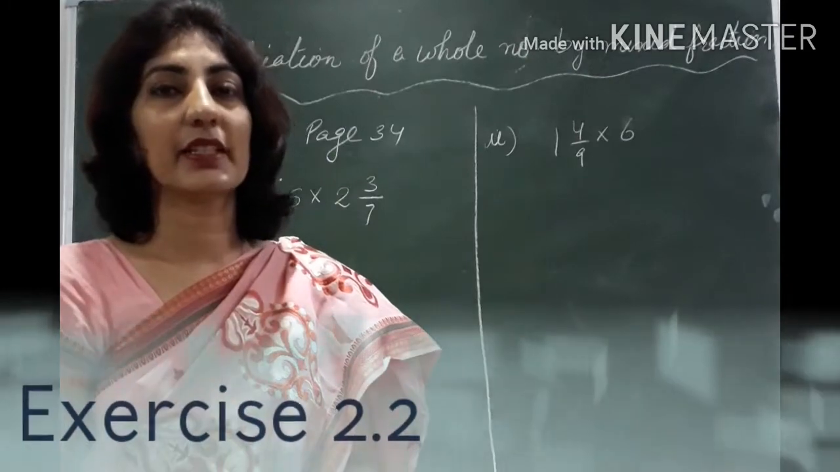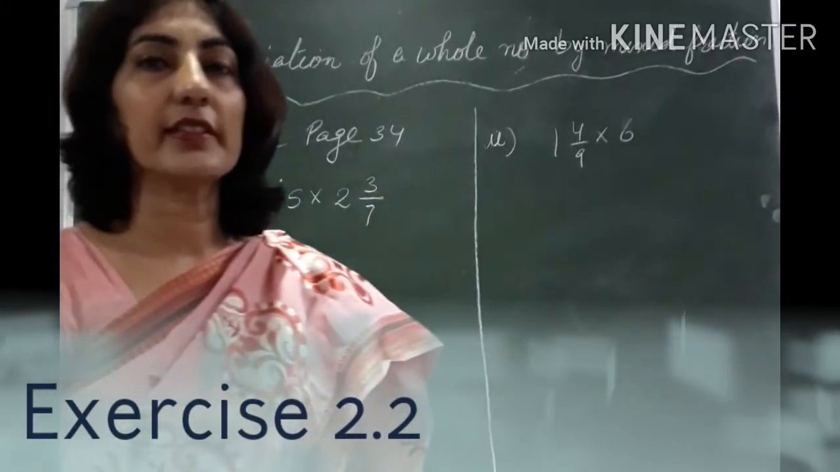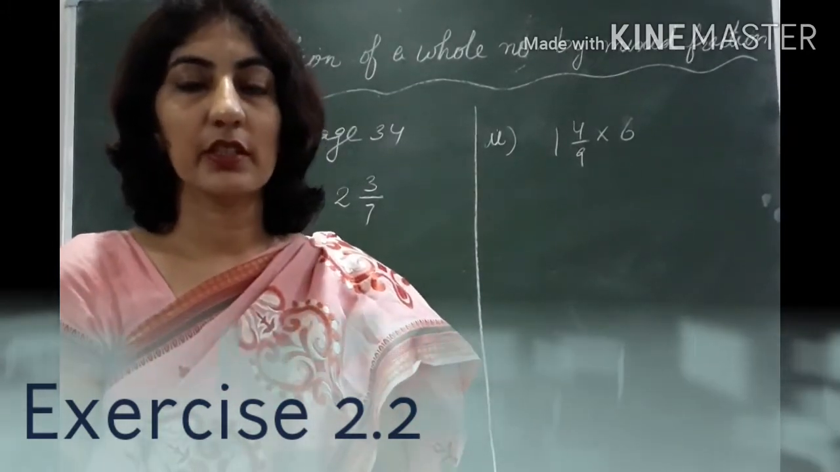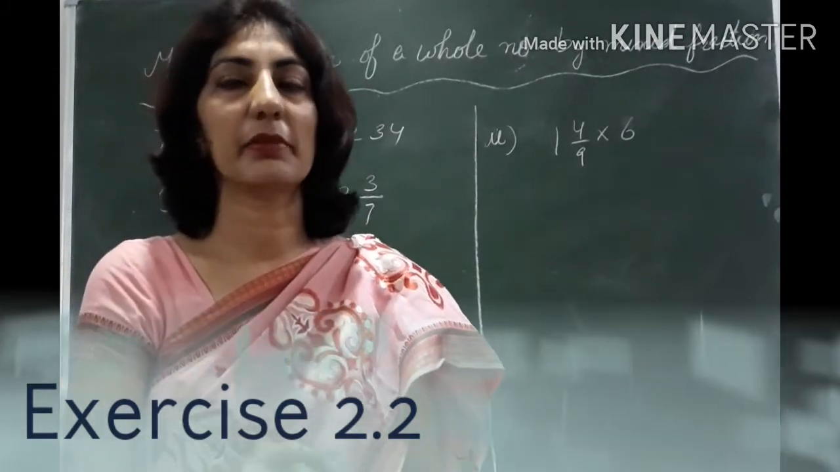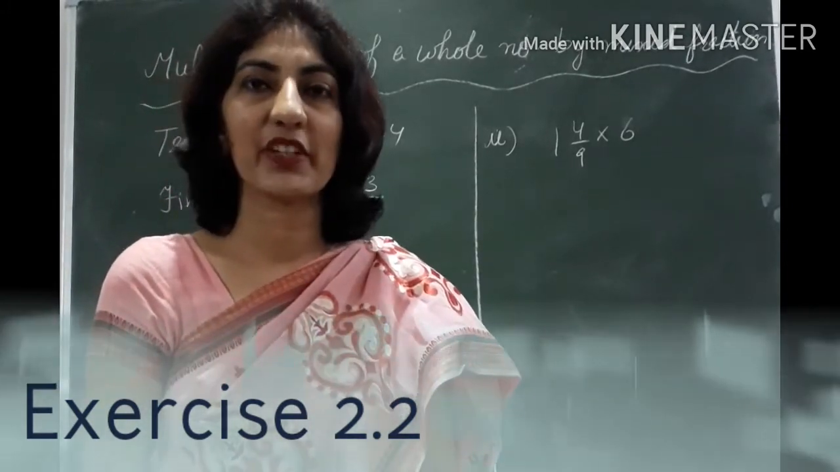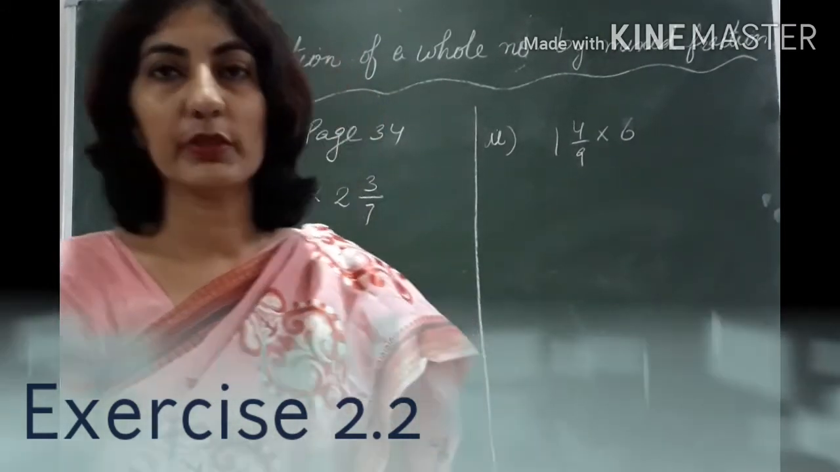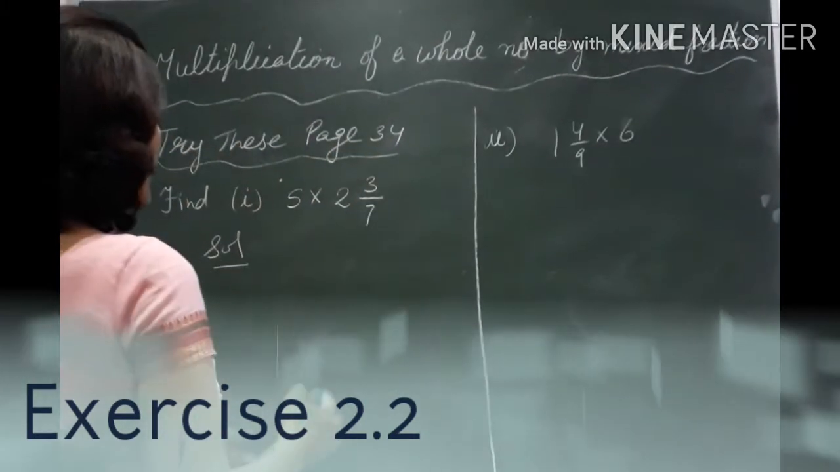Next is multiplication of a whole number by a mixed fraction. That is also very simple. Mixed fraction, first we will change it to improper fraction. When mixed fraction becomes improper fraction, then the process is same, multiplication of a whole number by improper fraction. Numerator will multiply by numerator, denominator by denominator, and we get the answer.